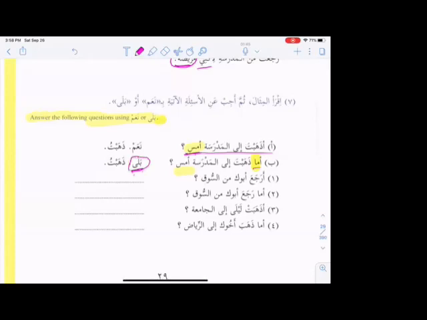Yes, I went. Raja abuka minasuk? Naam, you can say naam. Naam, raja. Ama raja abuka minasuk? What will you say? Bala. Write it down so you get a good idea of bala and naam. Ama raja abuka minasuk? Bala raja. That's all.